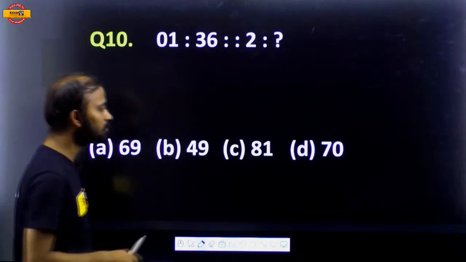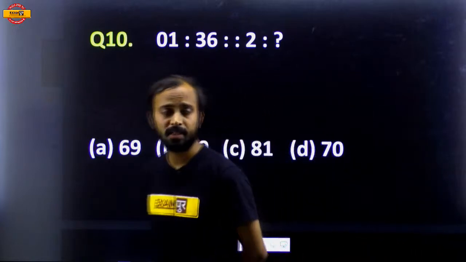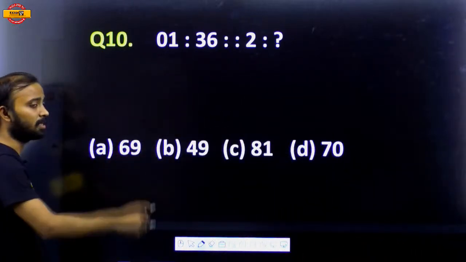Please find out. If 1 is related to 36, then 2 is related to what? With the help of options, please find out.